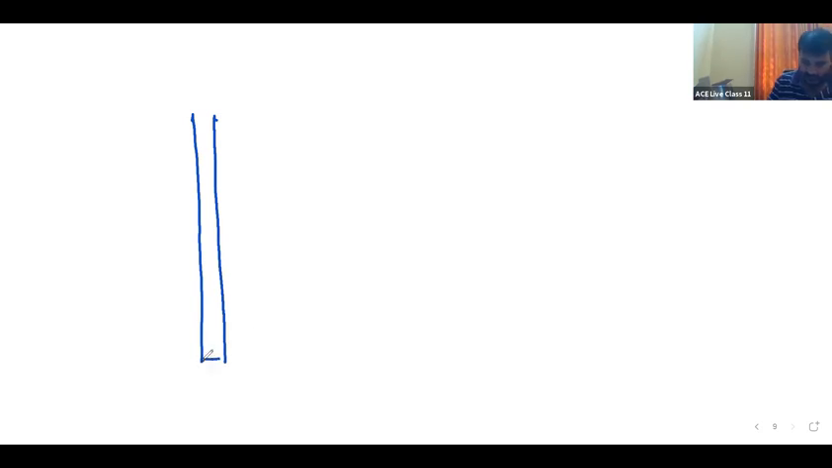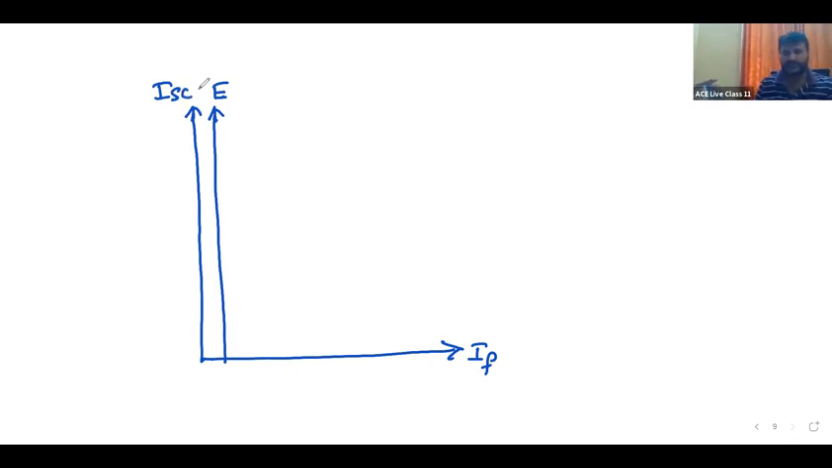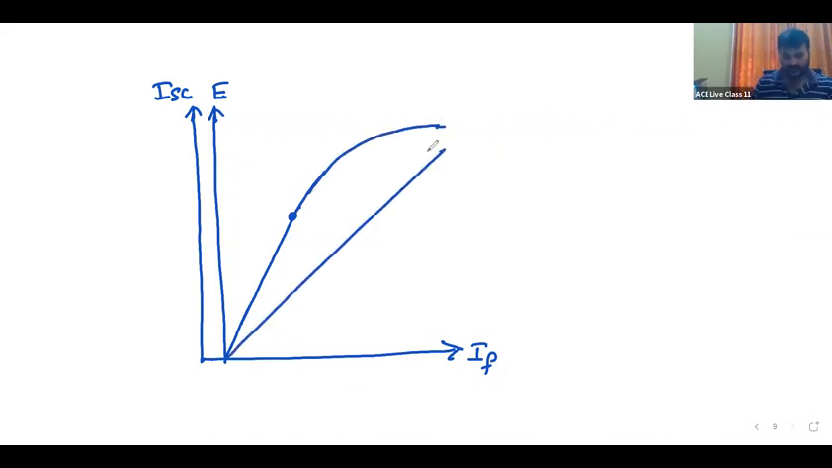Both I am drawing on the same graph. This is IF. This is E and ISC. Draw the OCC and SCC, short circuit characteristics. This is OCC. This is SCC. Open circuit and short circuit characteristics.